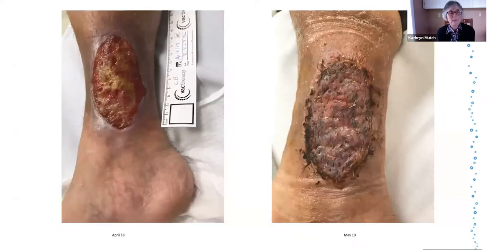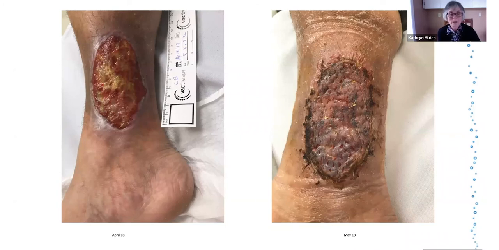You can see by April 18th, things are really doing quite well, and the plastic surgeon was consulted and agreed to do some grafting. I saw her again. She was discharged, and I saw her again May 19th, and you can see that the graft took very well.